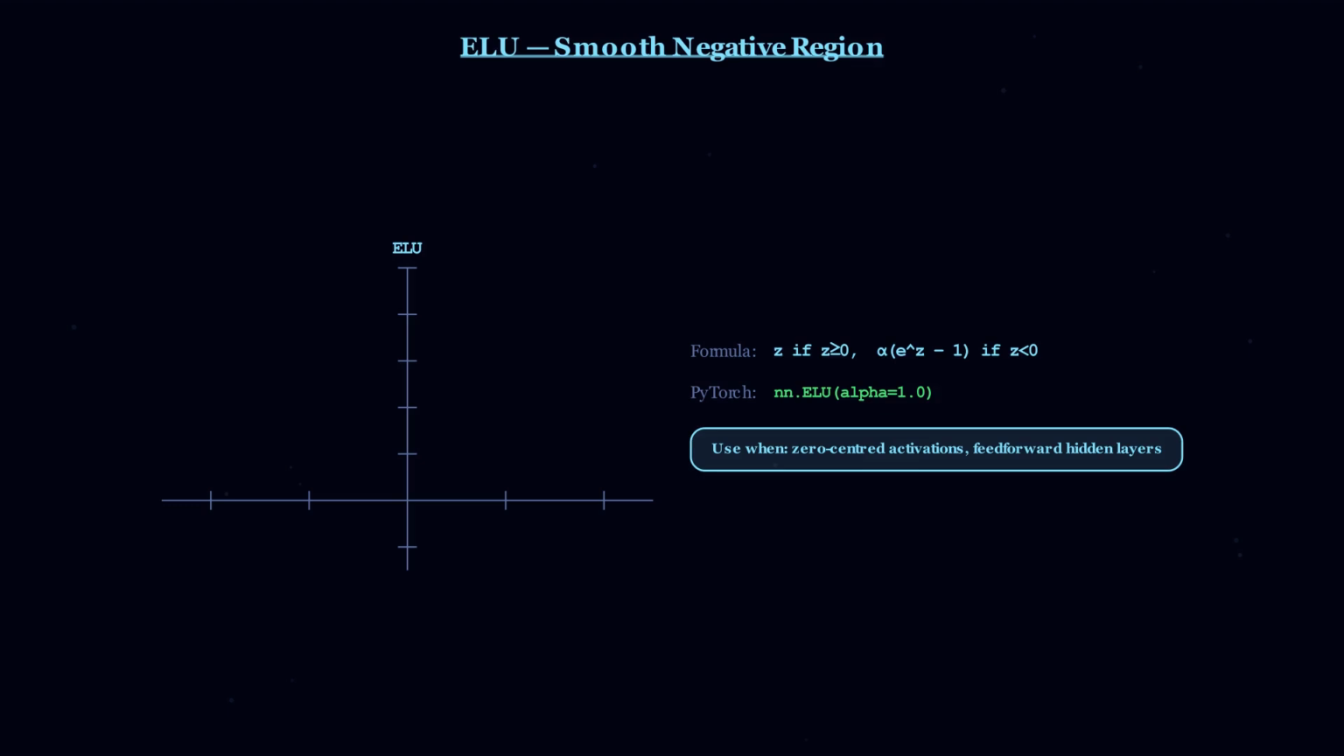When to use: feed-forward hidden layers where you want zero-centered activations without the non-differentiability of ReLU at 0. Trade-off? EXP is slower to compute. Generally outperforms ReLU on classification, but less commonly used in practice.